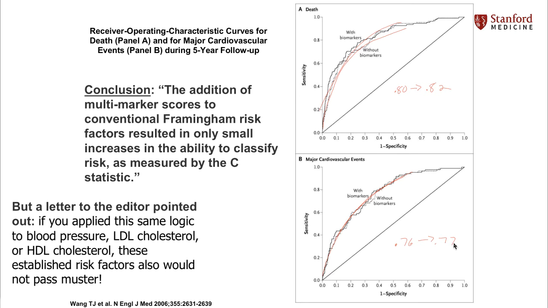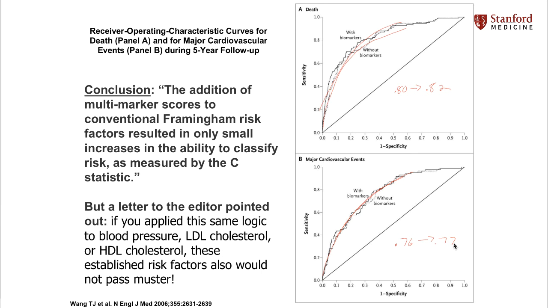The researchers concluded that the addition of the multi-marker score didn't add much to the conventional Framingham risk score. But a letter to the editor pointed out that if you applied this same logic to any of the traditional risk factors, such as blood pressure or cholesterol, and compared a model with blood pressure to a model without it, for example, that also wouldn't budge the C statistic much. So these established risk factors wouldn't pass muster.